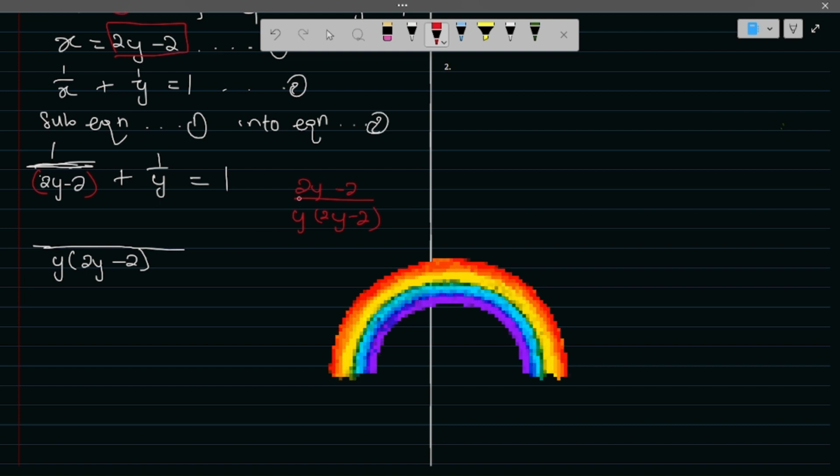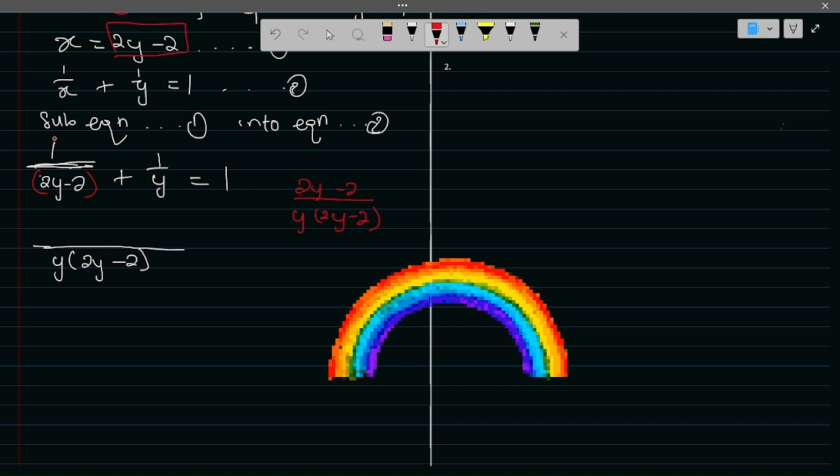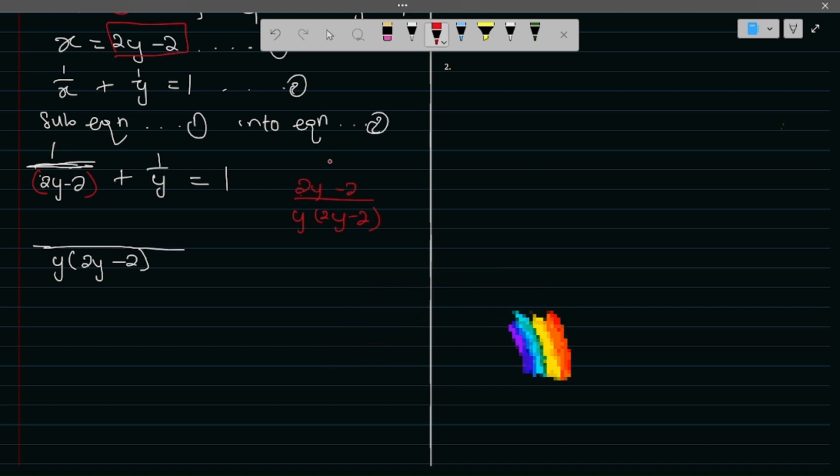So all you do now is to equate this, basically. This is for the first fraction. So this is going to cancel each other, and you're going to be left with y. So this is going to be y plus, and then for the second one, it's going to be y.